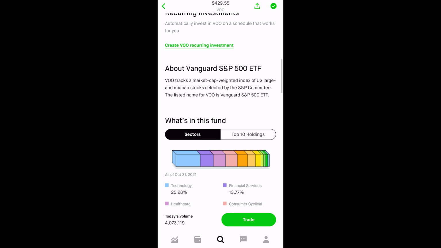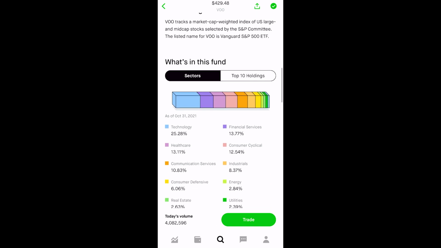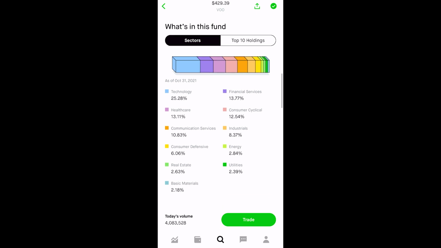Okay, you can read about the S&P 500 index. We know that, but this is what's different here. So before we get to the stats section, we're going to see this, which is what's in this fund. And you can see right here that the different sectors are charted here by their different amounts that they have as a percentage. So just a different way of looking at the chart. You can see technology, 25%, financial services, 13.77, healthcare, 13. So you can kind of get a glimpse of what's inside the ETF as far as the different sectors go of where it's invested in.